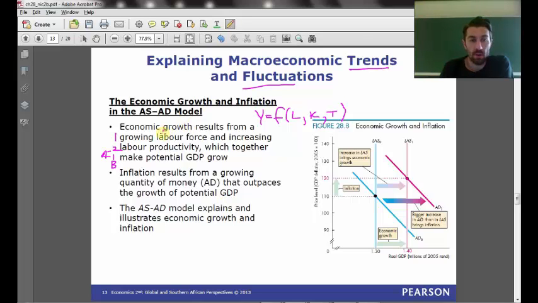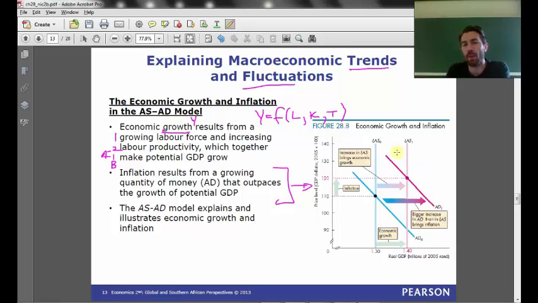That's growth in output. Economic growth, so we're talking about output. We can also have a growth in prices or change in prices, which is what we call inflation. And inflation results from a growing quantity of money, AD, that outpaces the growth of potential GDP. Okay, so there's quite a lot in that statement. But what this statement here is basically describing is this diagram.